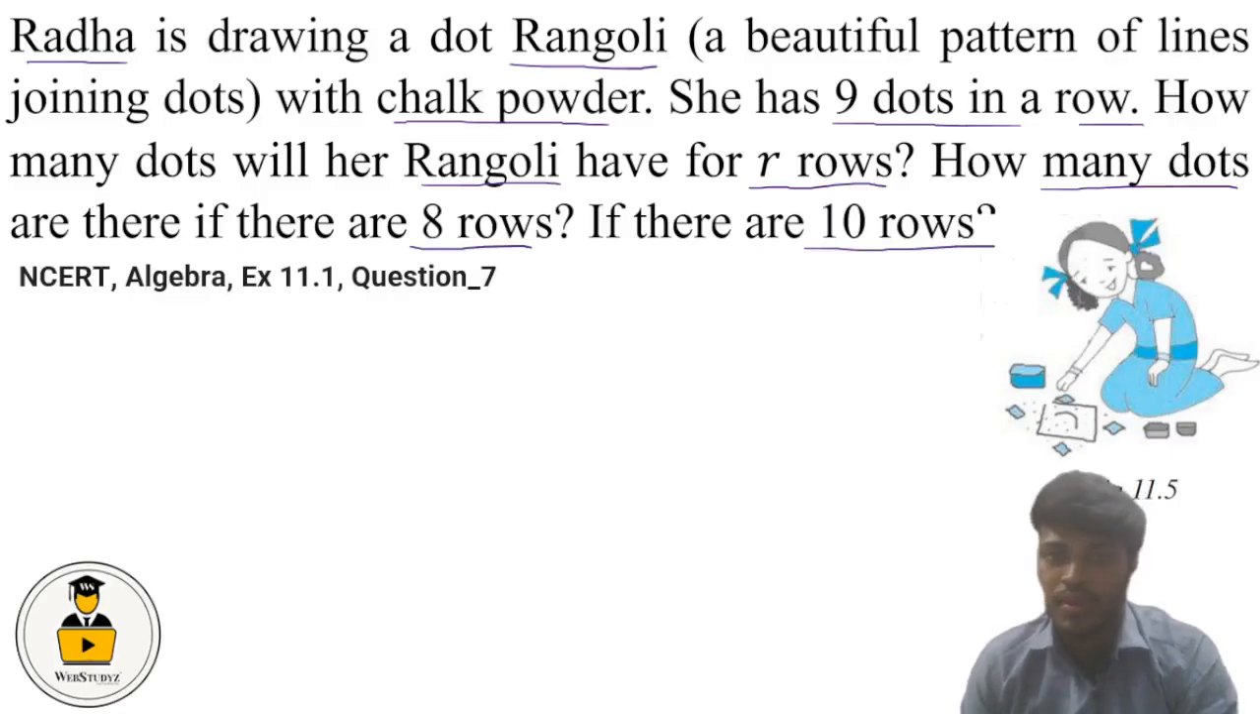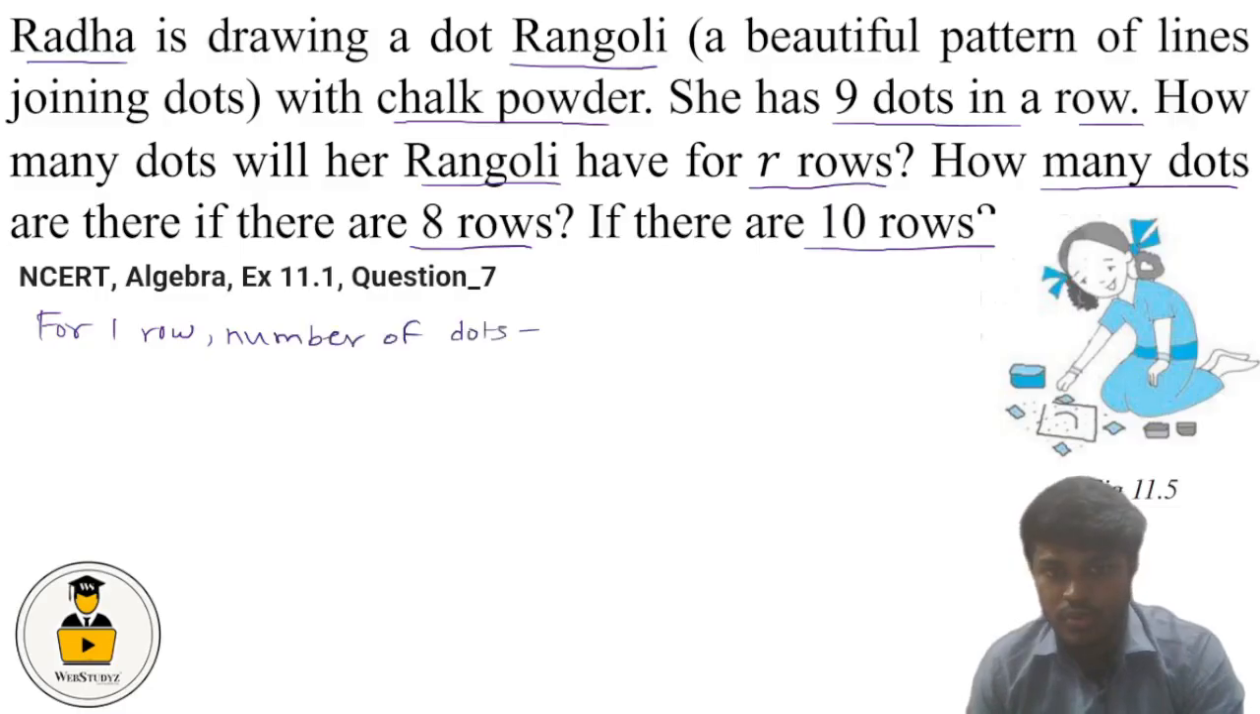Now in this question we are given that Radha is drawing a dot rangoli and she has a total of 9 dots in a row. So first we need to find the total number of dots for r rows, and then we have to find the total number of dots if the number of rows becomes 8 and if the number of rows becomes 10.